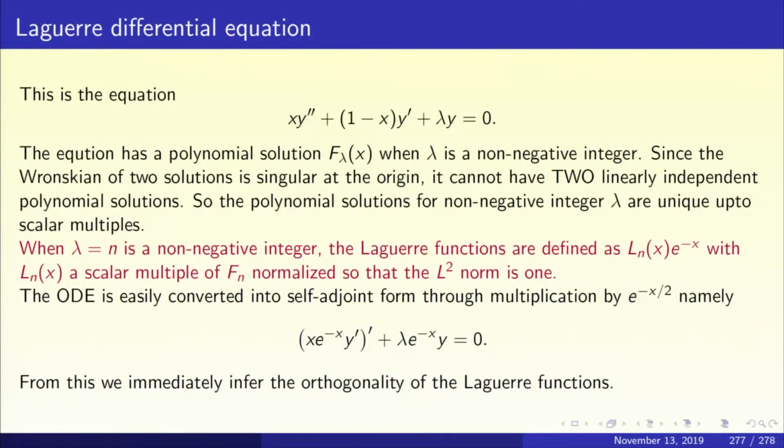So, let us begin. Laguerre differential equation: x y double prime plus (1 minus x) y prime plus lambda y equal to 0. Unlike the Hermite equation, this differential equation has a regular singular point at the origin. So, you cannot expect a power series solution method to work. In fact, it is not going to work. You are not going to get two power series solutions converging in a neighborhood of the origin.